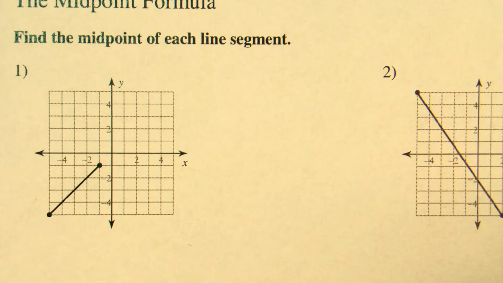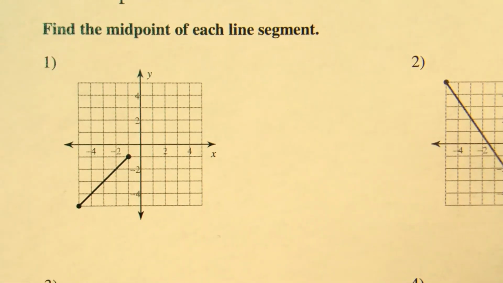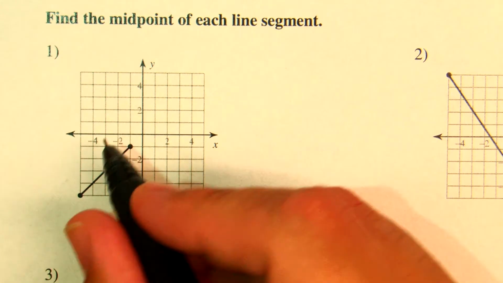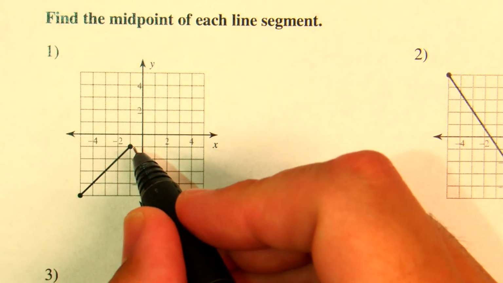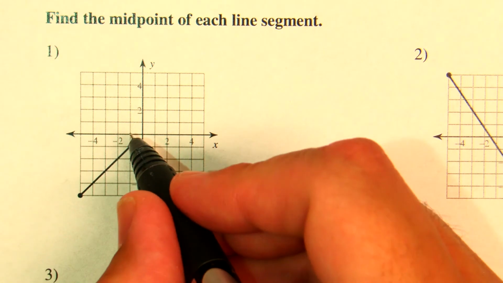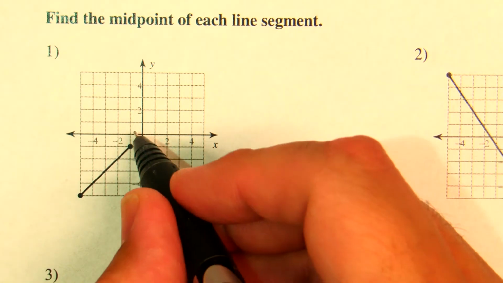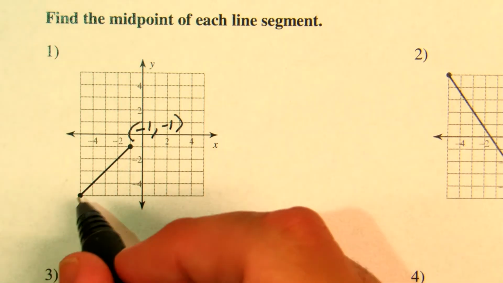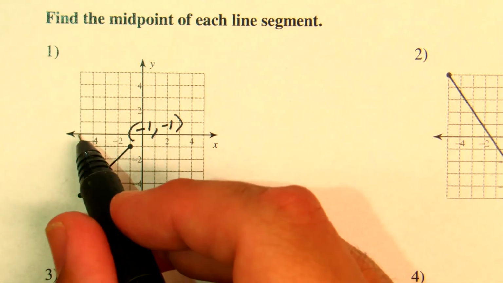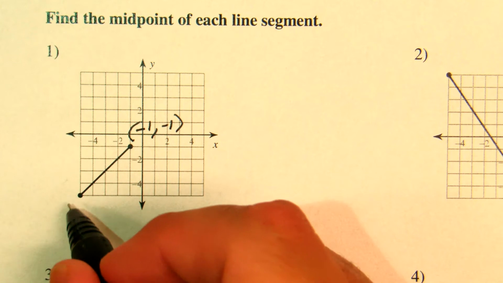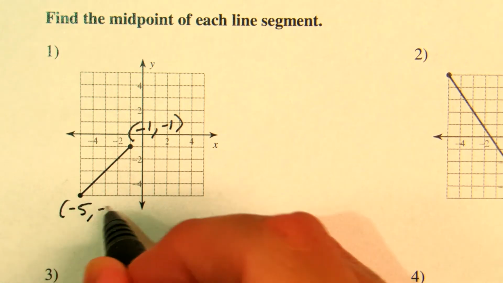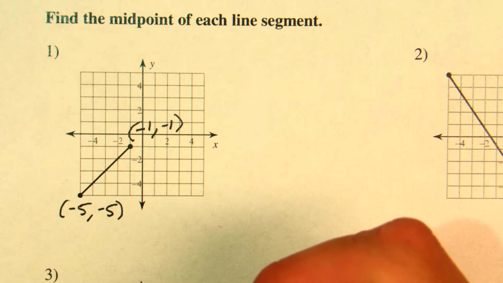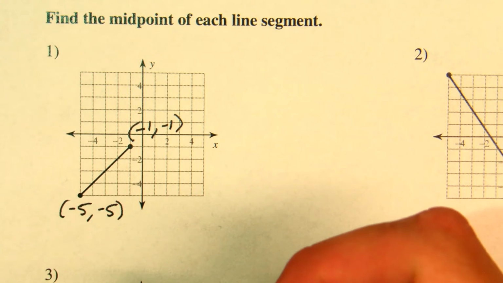Ladies and gentlemen, let's take a look at this first one. Find the midpoint of this. The first thing you have to do is get the coordinates of the endpoints. That's -1, that's -1. So that guy's at -1, -1. This one here, that's -5, that's -5, so -5, -5. So is everybody okay with finding the coordinates of the points in the coordinate plane?